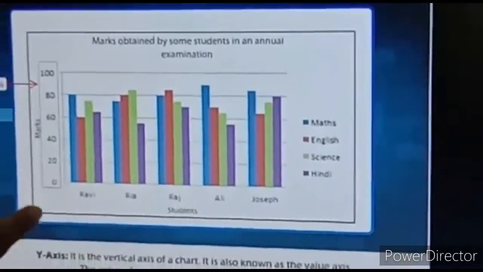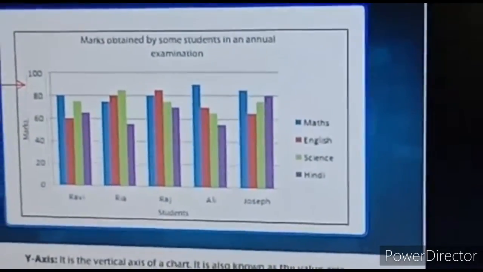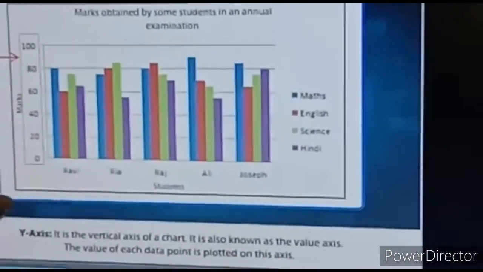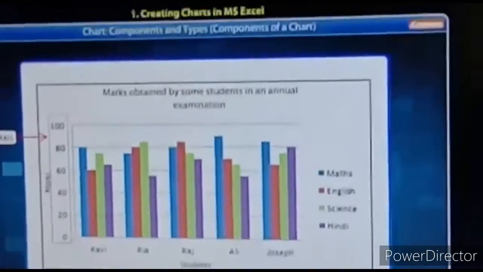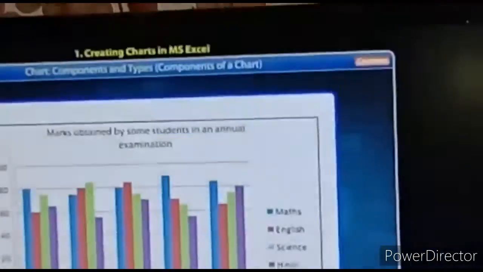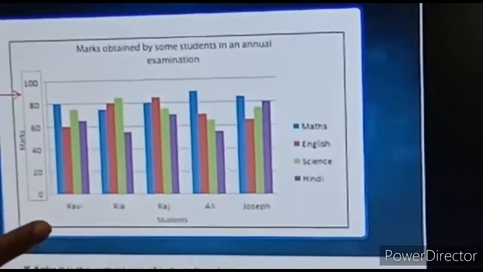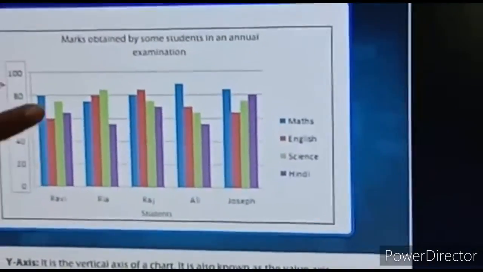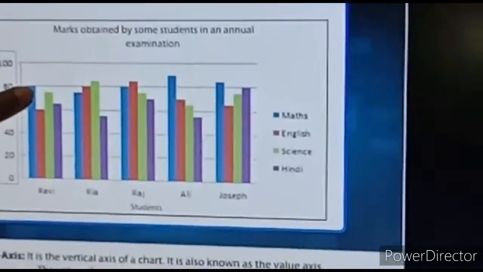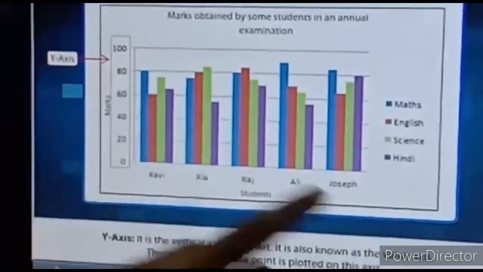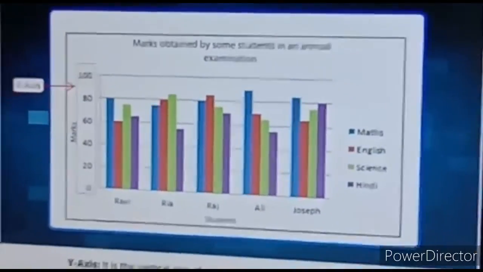This is what is called the y-axis. This is the vertical axis of a chart, and another name for it is the value axis. The value means the data where the data point is plotted. For example, see here, Ravi has got 80 marks in maths. So that has been plotted here. That is why it is called a value axis.